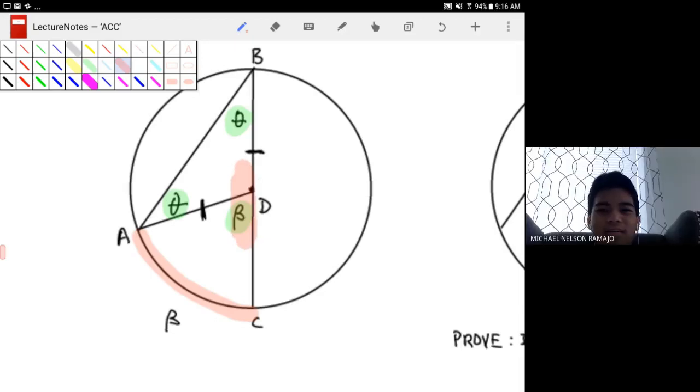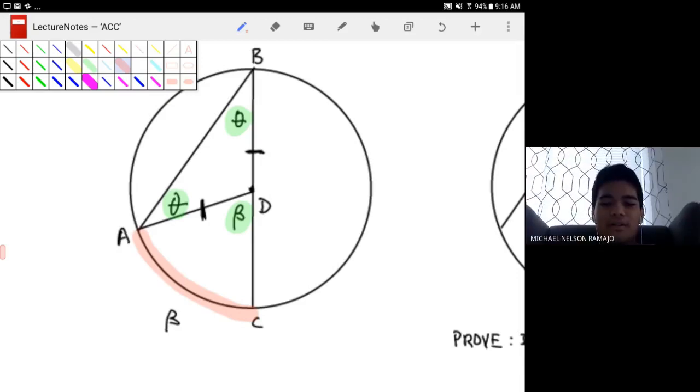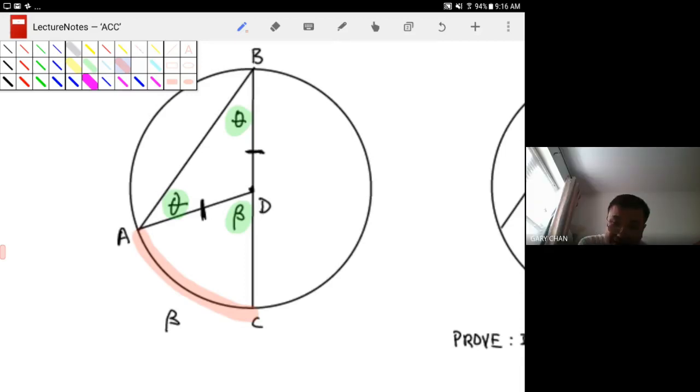So 180 minus beta plus 2 theta equals 90, because of the co-function identity. Actually, Kira is on the right track, because what she's saying right now is recreating a theorem that we had learned in school.